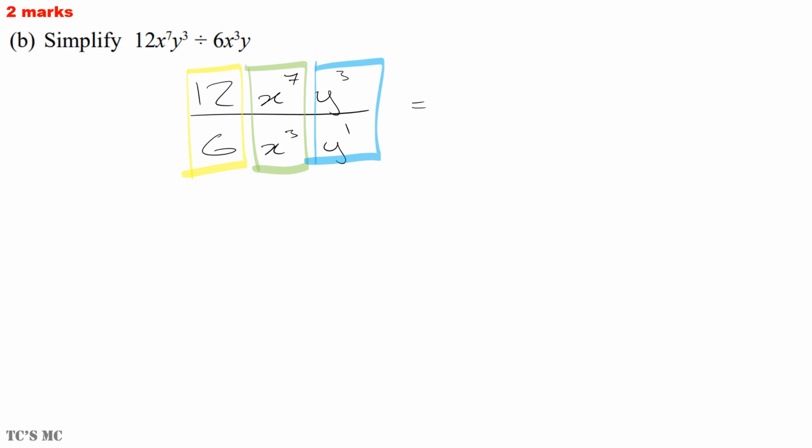12 divided by 6 is 2. x to the 7 divided by x to the 3. Remember, with division, we subtract the powers. So it's x to the power 4. Now I have 1 mark. y cubed divided by y to the 1. So 3 take away 1 is 2. And now all together I have 2 marks if I have written my answer like this.